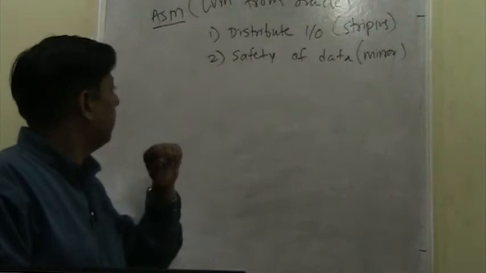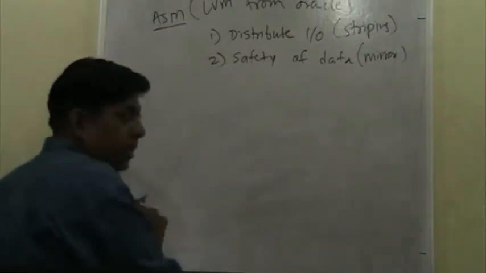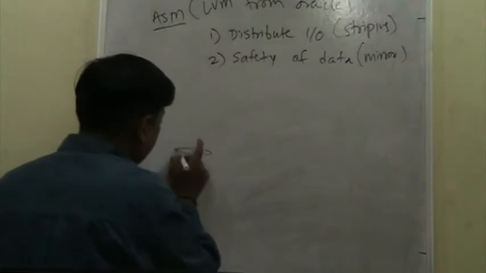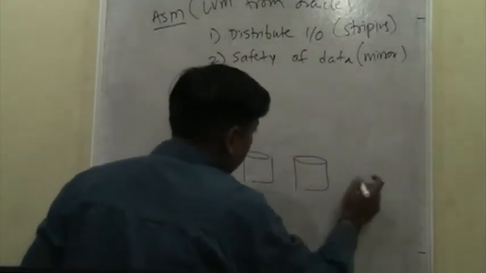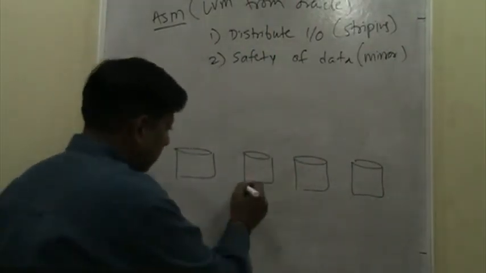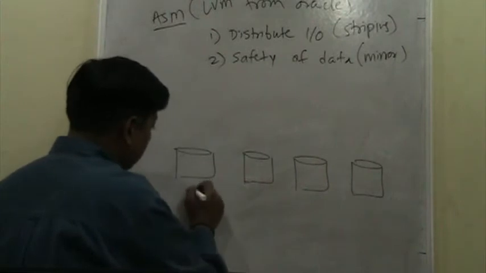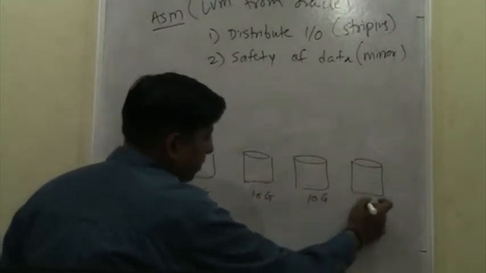Now let us see how Oracle does it. The starting point of Oracle is you need to have multiple disks. So let us say I have a disk, one more disk, one more disk, and one more disk. Let us start with 4 disks. You can have separate disks also. Let us take a simple example. This is a disk of 10 gigabytes. All of them are 10 GB, 10 GB and 10 GB.